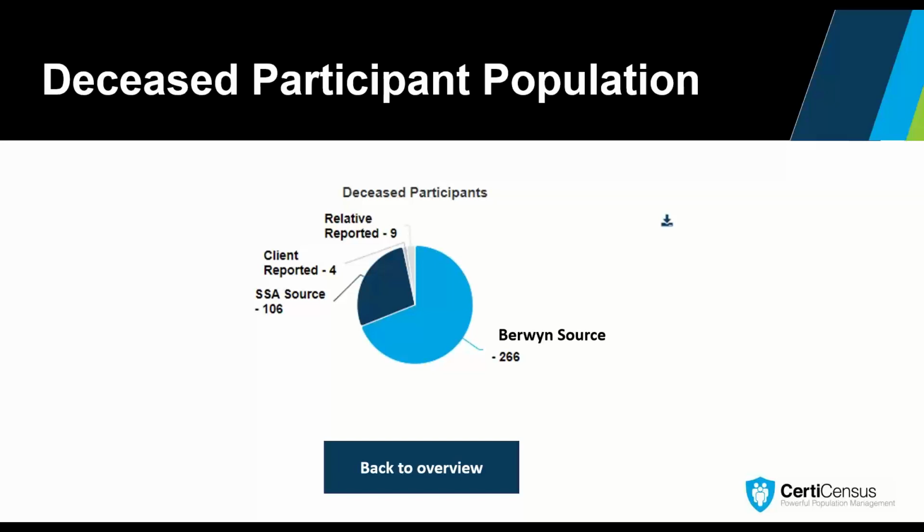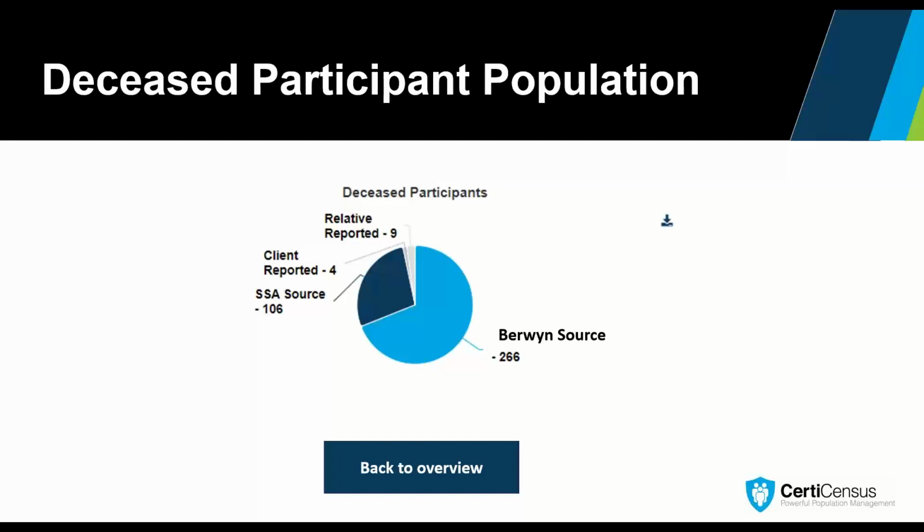So we have an SSA reported death, meaning Social Security Administration is where that source has come from. We have a Berwyn source, and so this is data that's unique to Berwyn. So that's our obituaries and any state information that we purchase. We have a client reported.